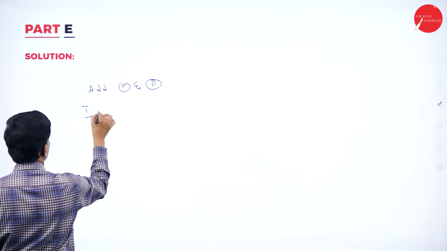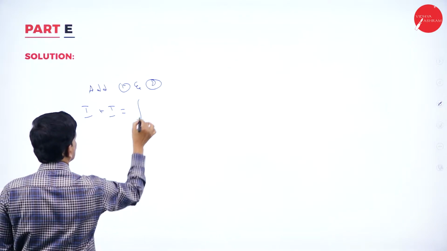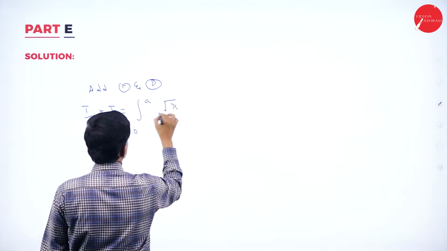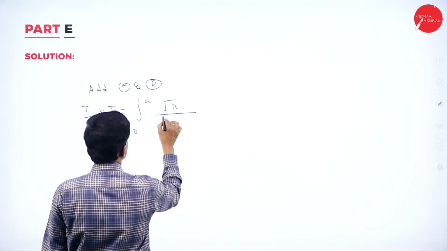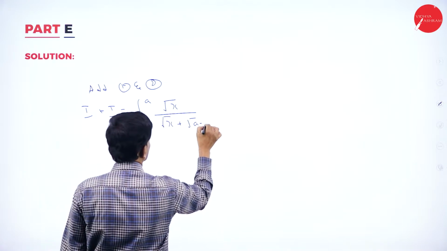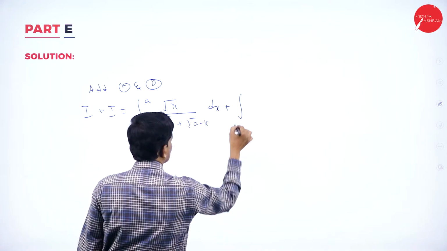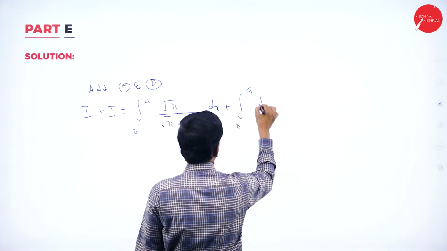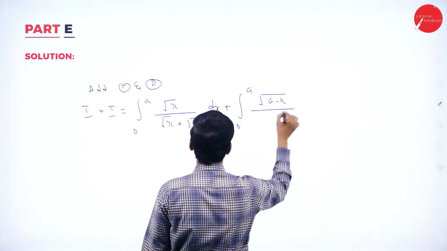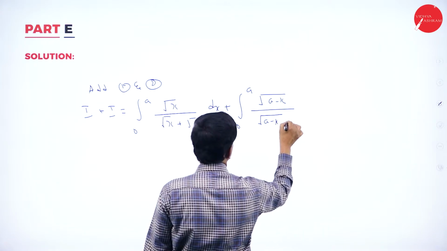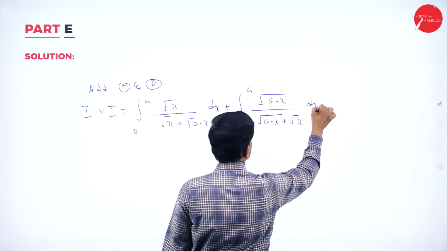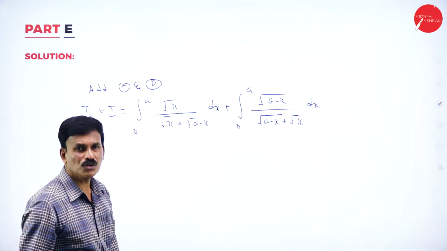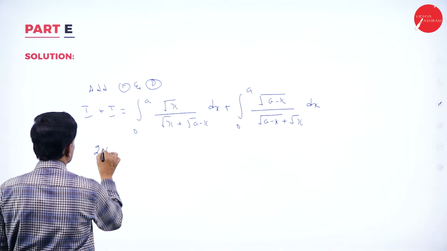So on the left hand side, I plus I is equal to the integral from 0 to a of root x divided by root x plus root of a minus x dx, that is equation number 1, plus equation number 2, which is the integral from 0 to a of root of a minus x divided by root of a minus x plus root of x dx. Now I plus I is equal to 2I.